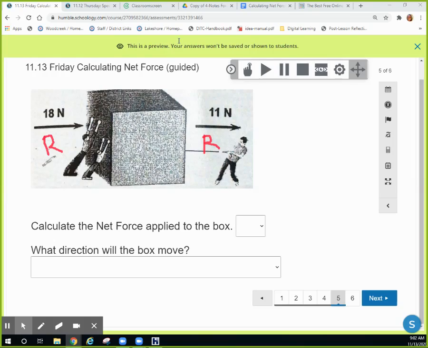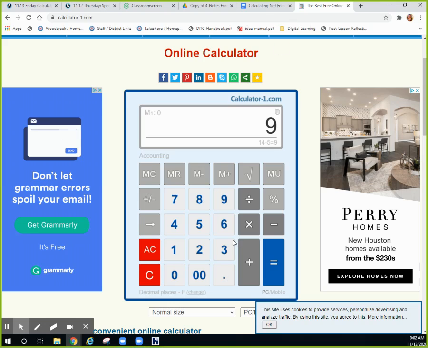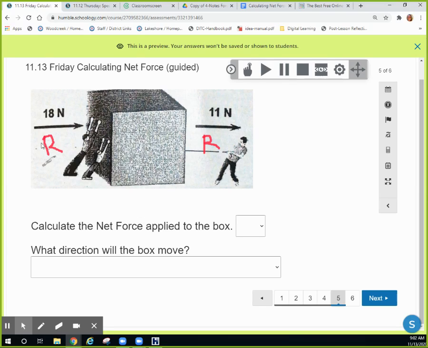Okay, so 18 plus 11. When your forces are in the same direction, you add. So my net force is 29 newtons. Okay, I have 18 pushing and 11 pulling. So when you add them together, you have 29 newtons.